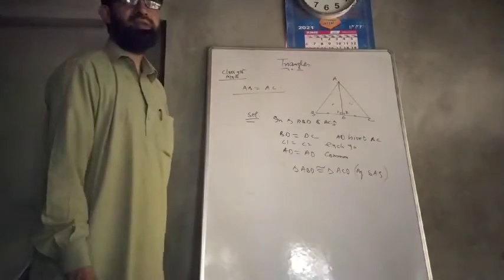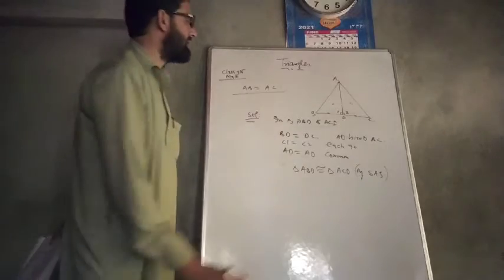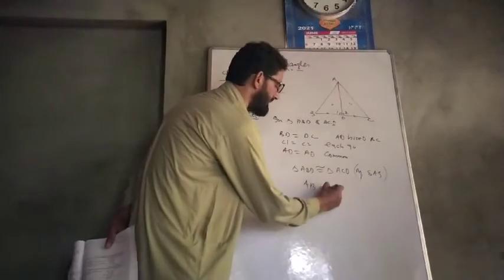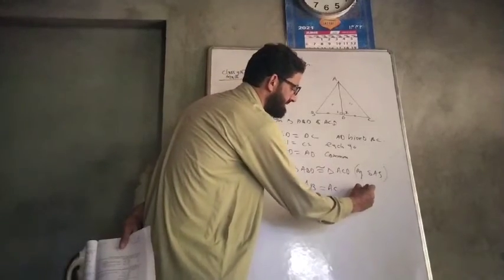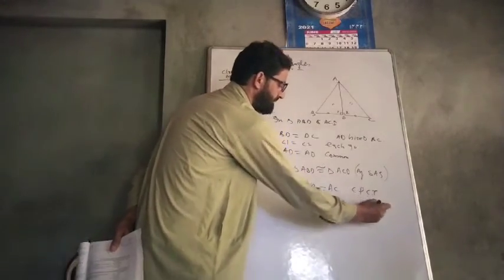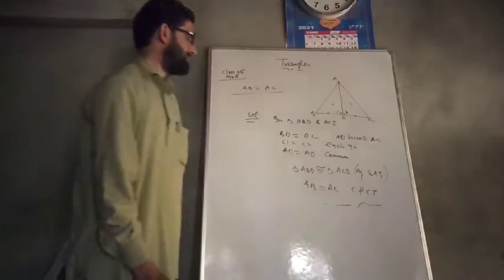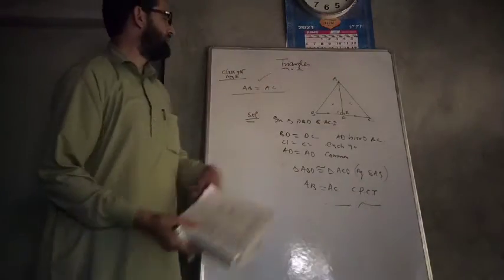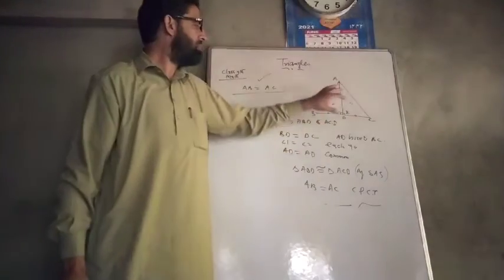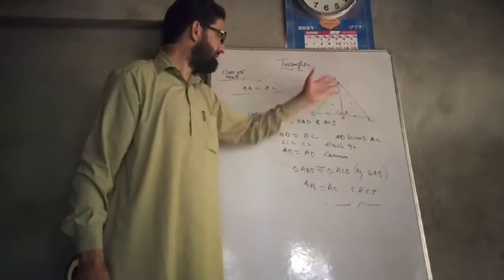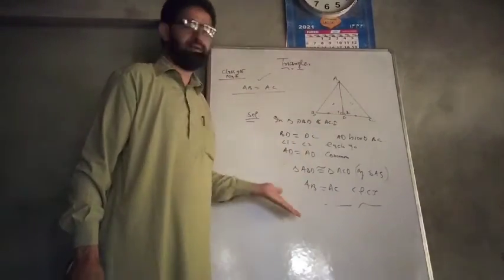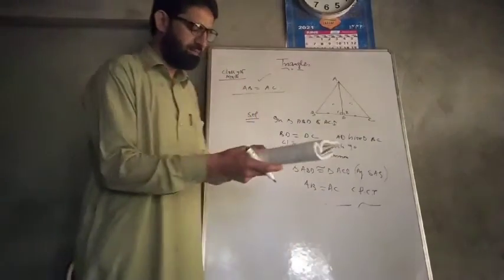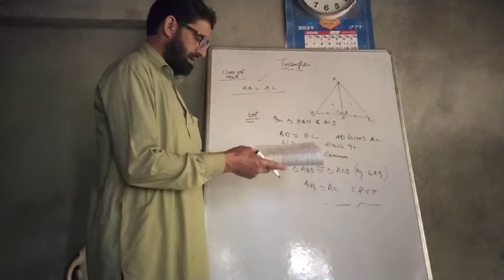Two triangles are congruent, and therefore AB, which was to be proved, AB is equal to AC. You can write it CPCT. So this was our requirement, whether AB is equal to AC. What you do is simple: you make these two triangles congruent, and when two triangles are congruent, things will follow. AB is equal to AC by CPCT. Corresponding parts of congruent triangles are equal.